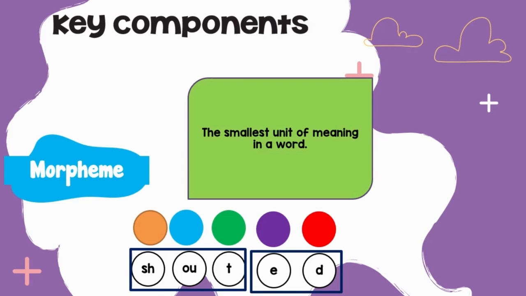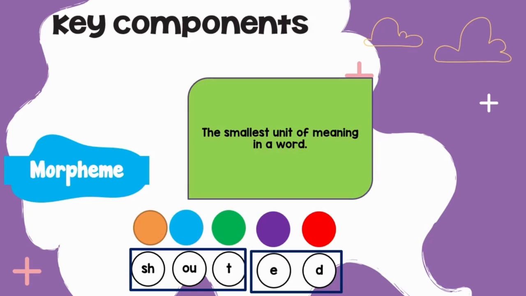So morphemes are a very important part of being able to have students understand how words work. So now that we've covered what orthographic mapping is, let's go into the most important part of setting students who struggle up to be successful.